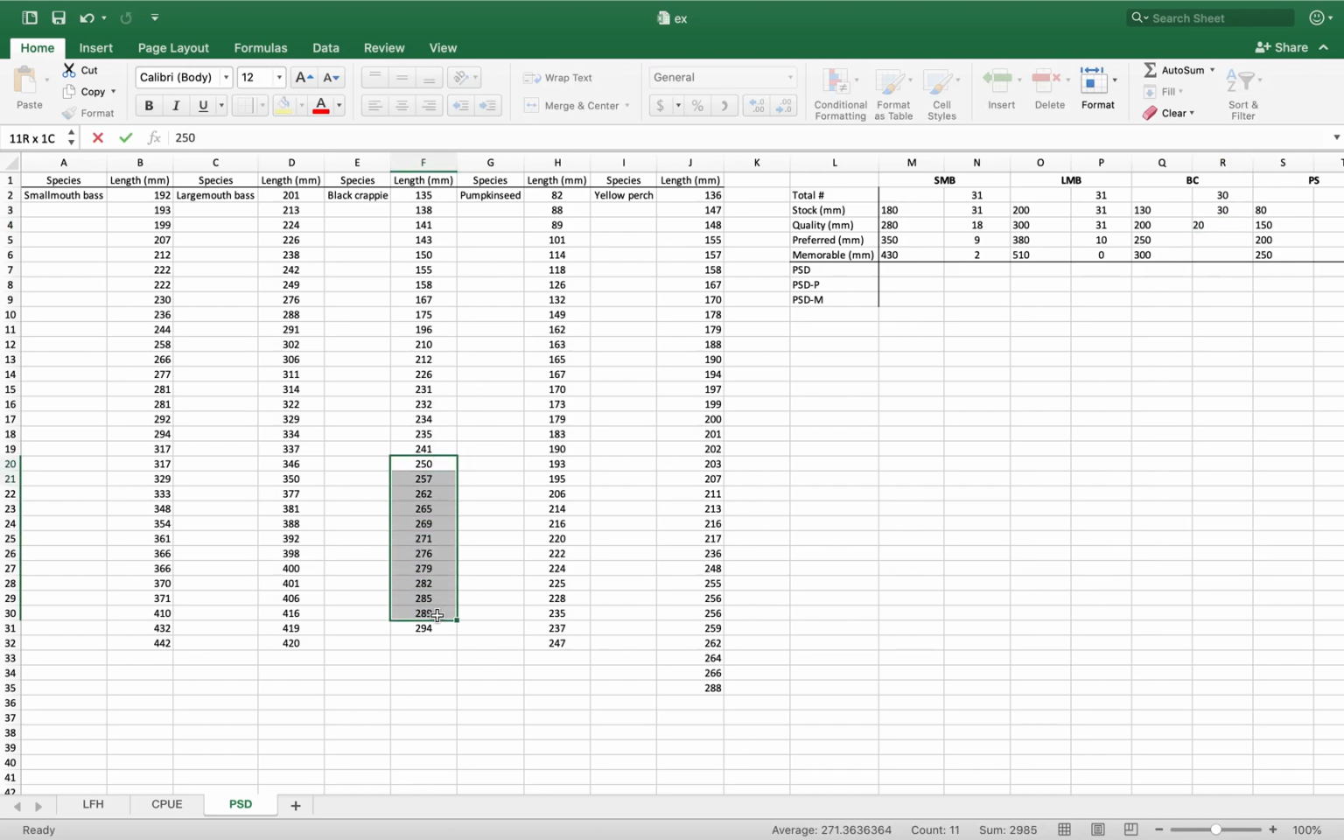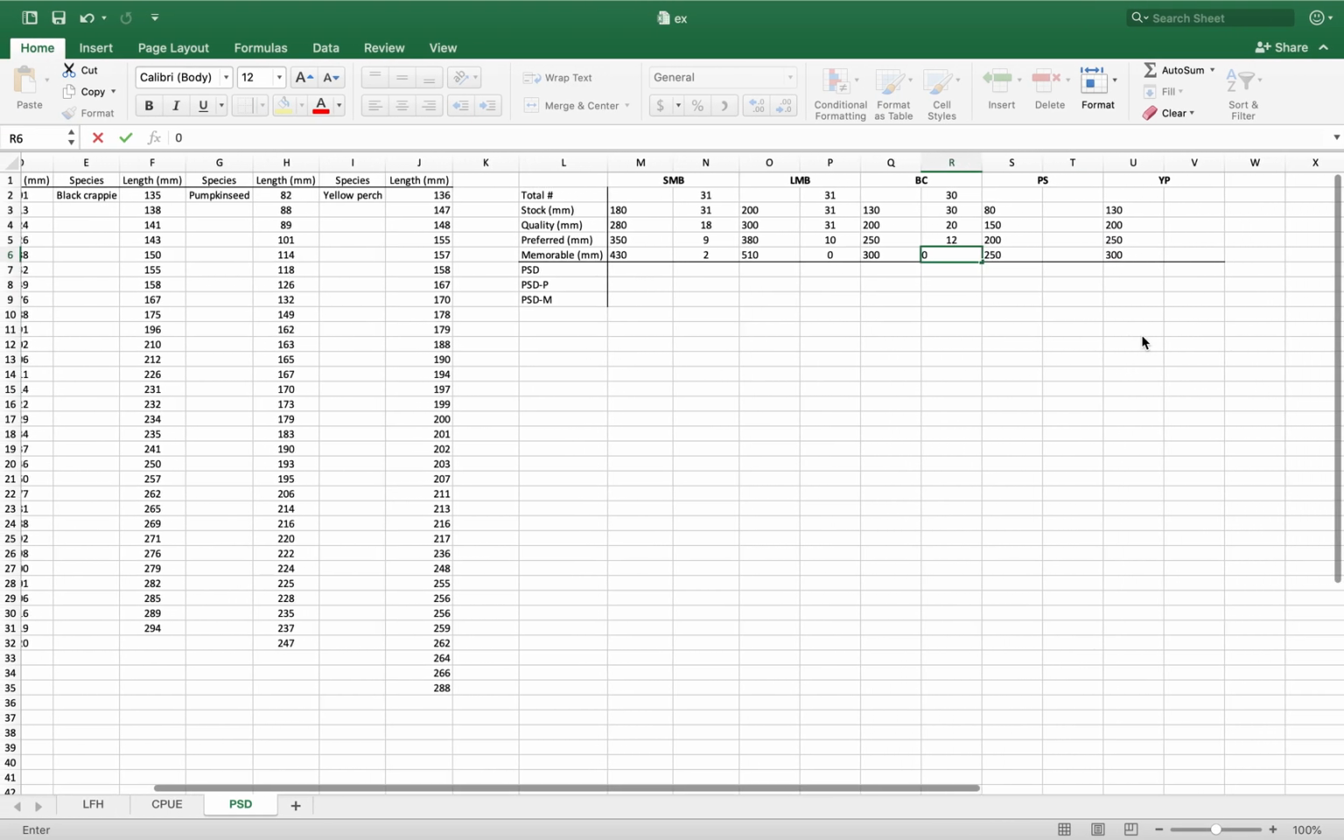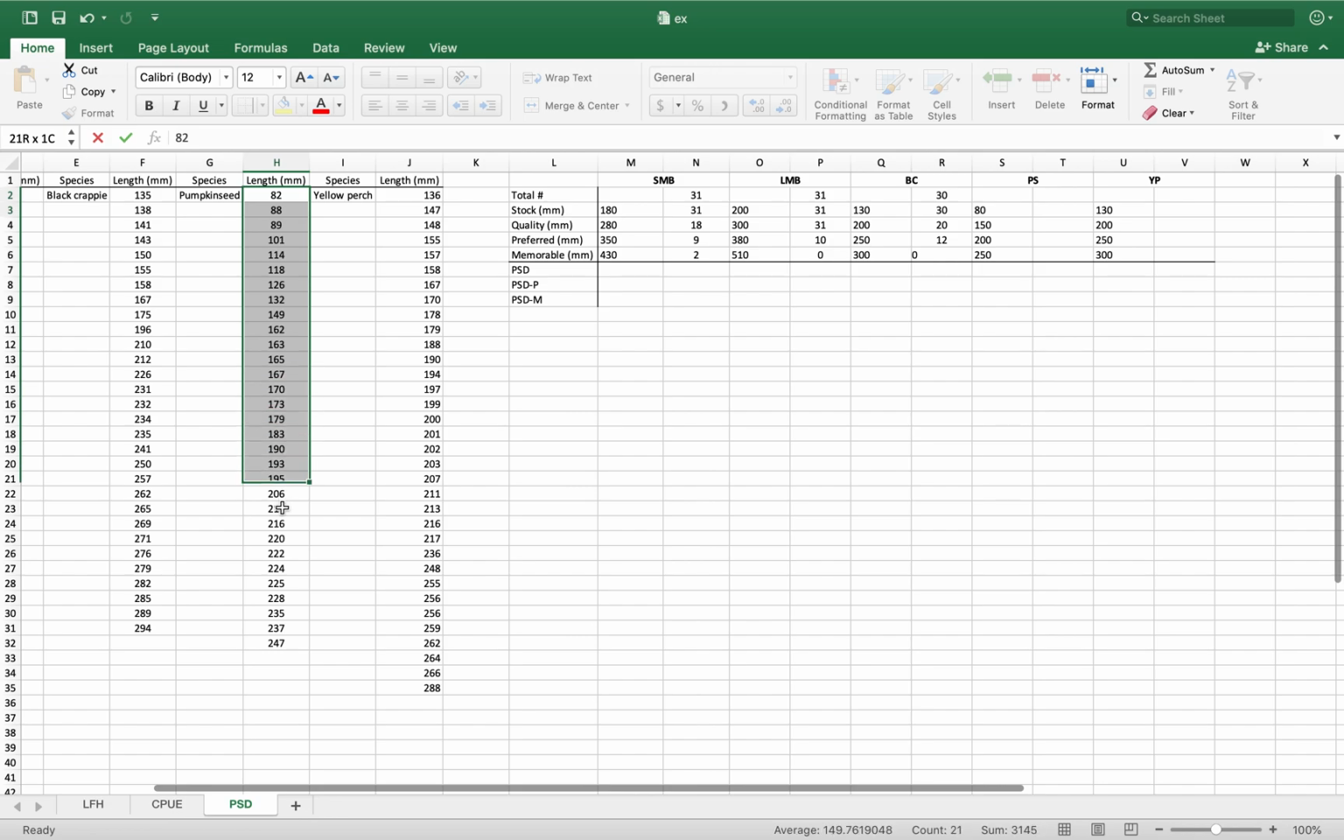Anything over 250, just 12. And then anything over 300, which we don't have any of. Let's scroll over a little bit. We're going to go to pumpkin seed now. Count these.